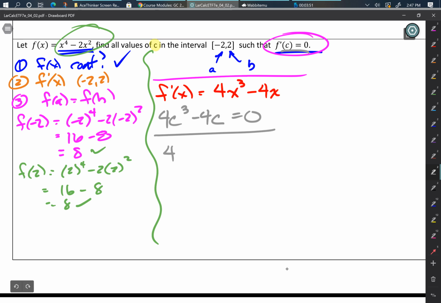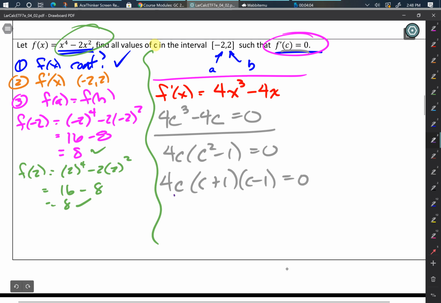All right, so I want to do this. I'm going to factor. I get 4c times c squared minus 1 is equal to 0. I'm going to factor a little more. I get 4c times c plus 1 times c minus 1 is equal to 0. If 4c is equal to 0, that means c is 0. If c plus 1 is equal to 0, that means c equals negative 1. And if c minus 1 is equal to 0, that means c is positive 1. So Rolle's theorem says there's at least 1, but how many did we find?